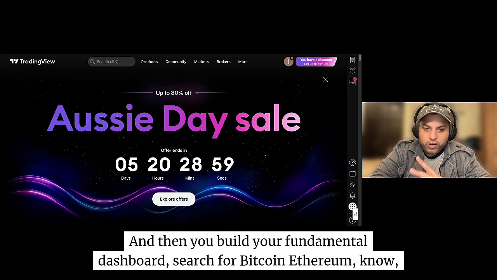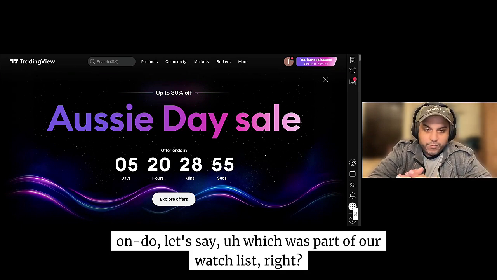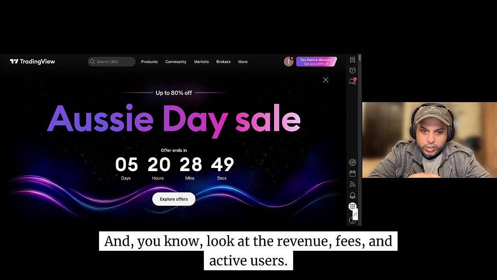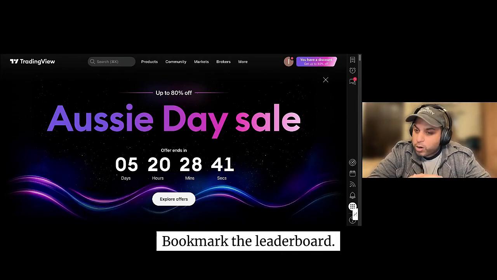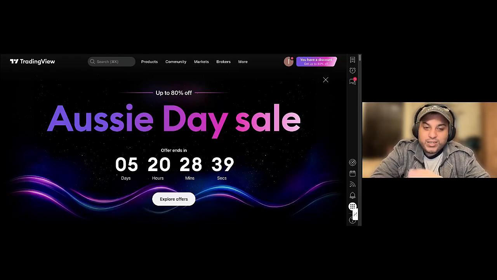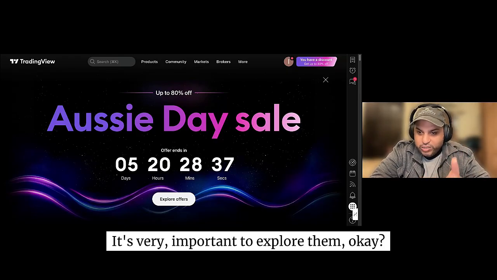And then you build your fundamental dashboard, search for Bitcoin, Ethereum, Ondo, let's say, which was part of our watch list, right? And look at the revenue, fees, and active users. Sort that by highest 30-day revenue. Bookmark the leaderboard. Explore these tools, guys. It's very, very important.